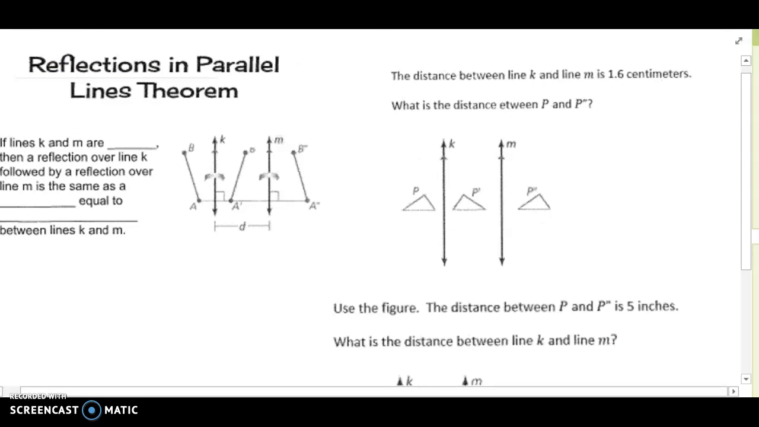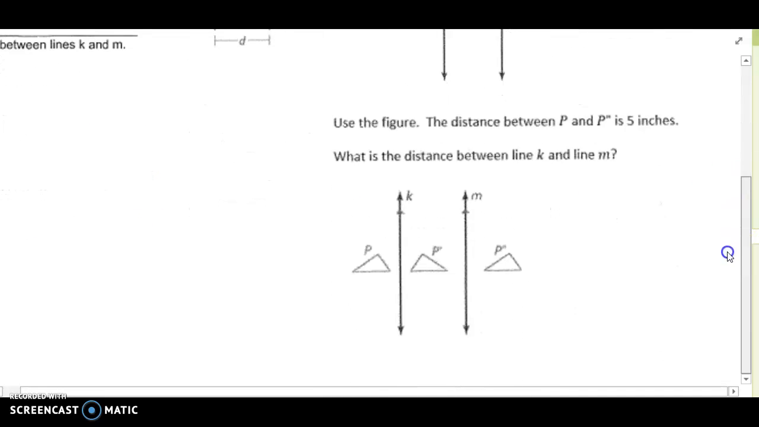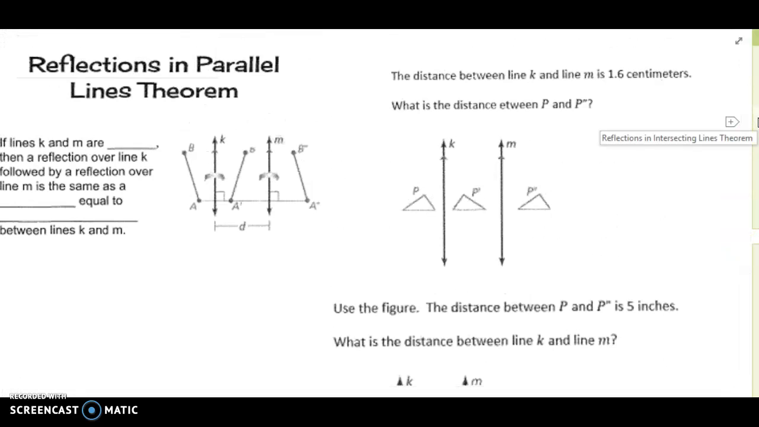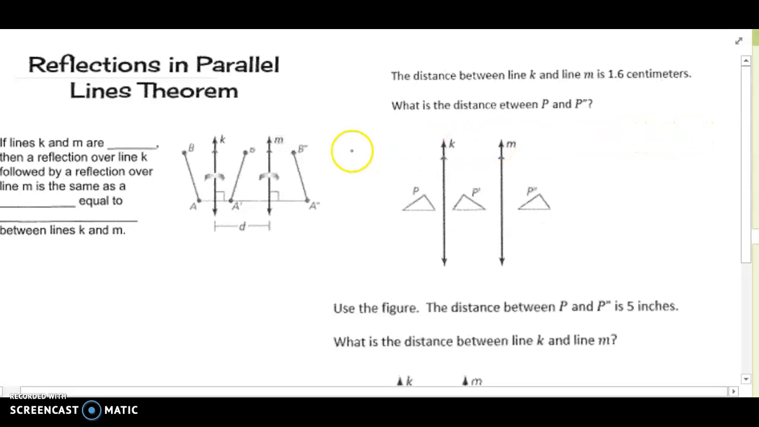All right, so the top one is the reflection in parallel lines theorem. The flap looks like this on the left, and then on the inside there are two examples. The two examples are left and right when you open it up, but I put them top and bottom just to better fit on this paper. So let's do the flap first.